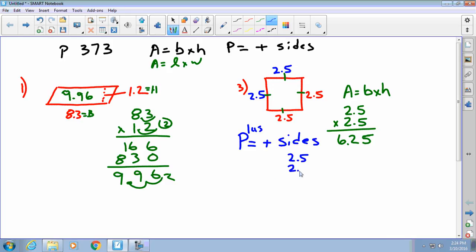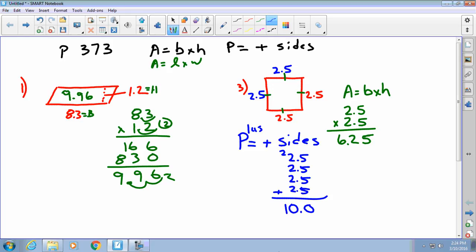So in order to do this one, I would do 2.5 plus 2.5 plus 2.5. And when I add all those up, 2, 4, 6, 8, 10, it's going to be 10. Bring my decimal down. So the perimeter for the square here would be 10. This is 2.5 and 2.5. That'll be 5 and 5, and 5 and 5 is 10.